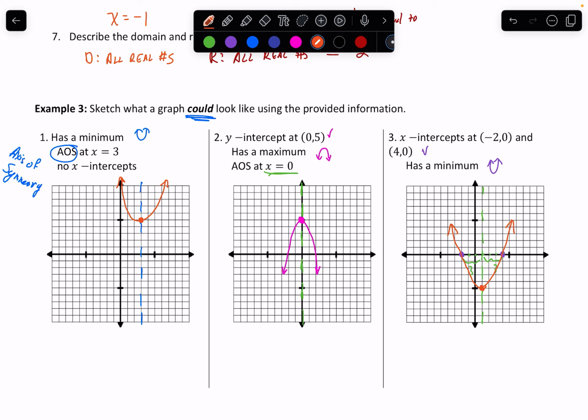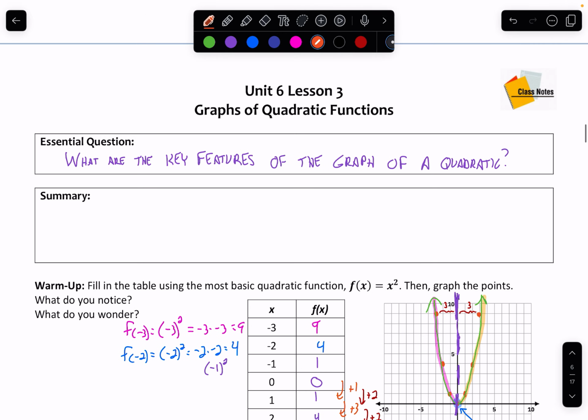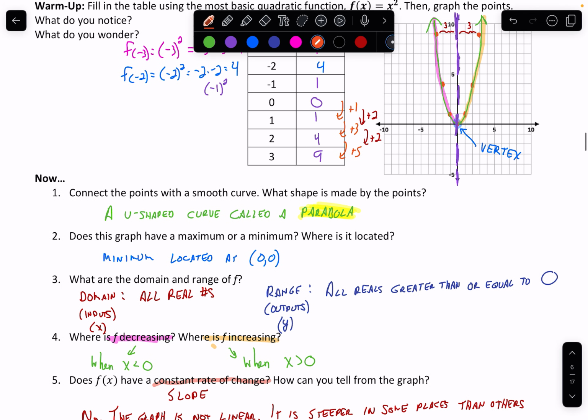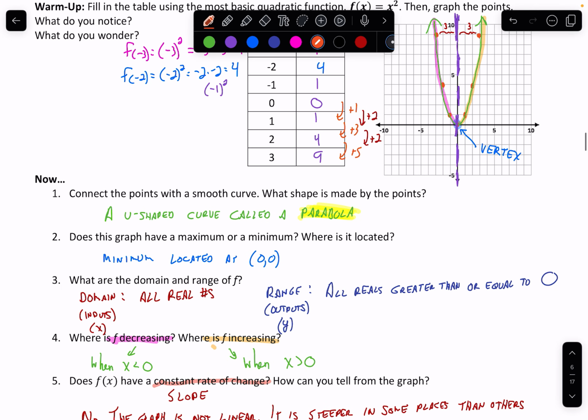All right, so I appreciate you watching, listening, and taking notes throughout this video. This is an example of we're just introducing some key features to the graph of a quadratic, also known as a parabola. All right, so as you go back to today's essential question, what are the key features of the graph? You can list out some of this new vocab like vertex, x-intercepts, y-intercept, axis of symmetry.